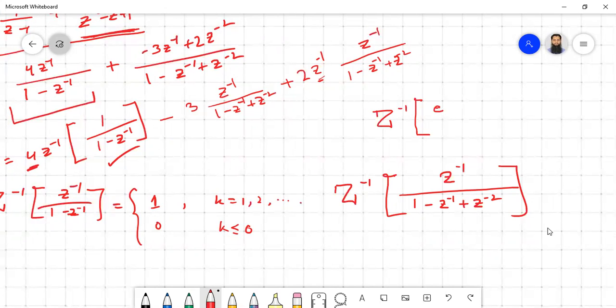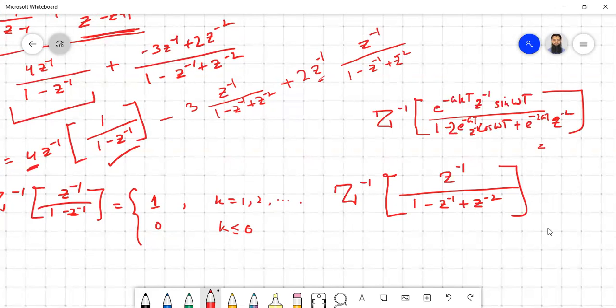something like this: e to the power minus akt z inverse sine omega t divided by 1 minus 2 e to the power minus akt z inverse cos omega t plus e to the power minus 2akt z to the power minus 2. Okay, sorry, actually it was with cos omega t. So one thing is missing, z inverse here. So this will give us e to the power minus akt with sine omega t. So this is the closest thing we have.